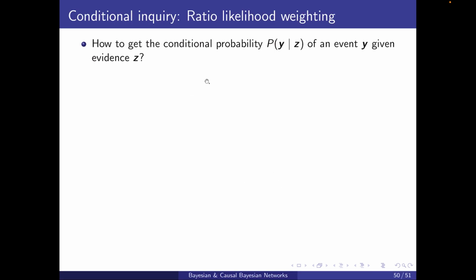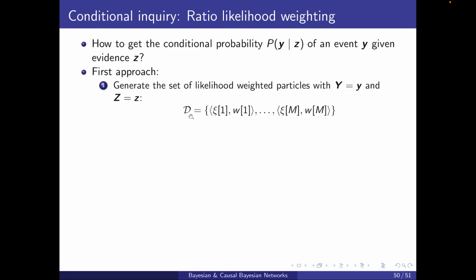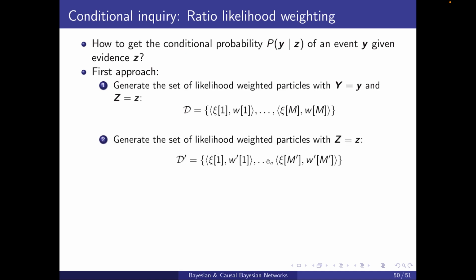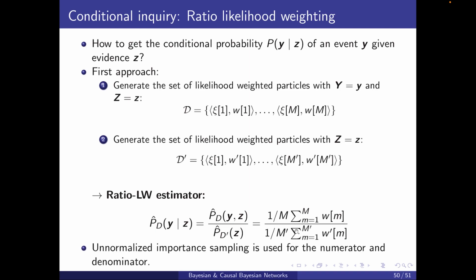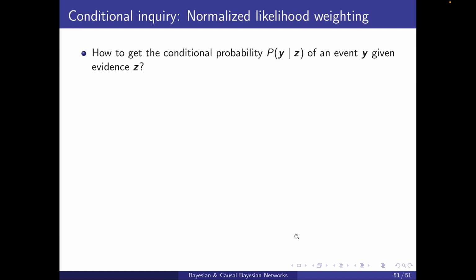In general, if we want to calculate the conditional probability P of Y condition on Z, the first approach that we just discussed was to first obtain a whole data set where Y and Z are both conditioned as the event, and then another data set where just Z is considered as the event, and then we use the ratio likelihood weighting estimator, which is to take the average of the weights in each of these data sets and then divide them by each other. So in this case, unnormalized importance sampling is used for both the nominator and the denominator.